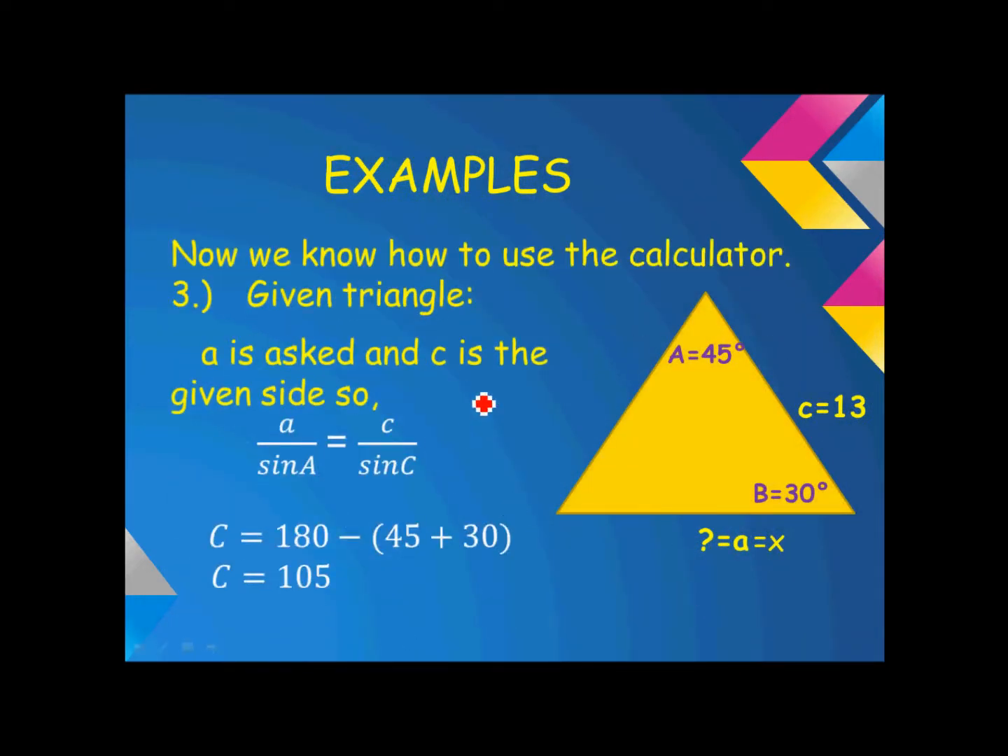Example. Here is a triangle where there are two angles given and a side given, but we're going to find side A. Since we're not going to find side A without using A over sine A is equal to C over sine C, we need to find angle C, which is 180 minus the sum of the two given angles, which is angle A and angle B. So it will become C is equal to 105.